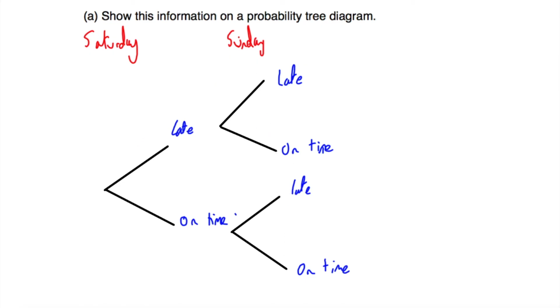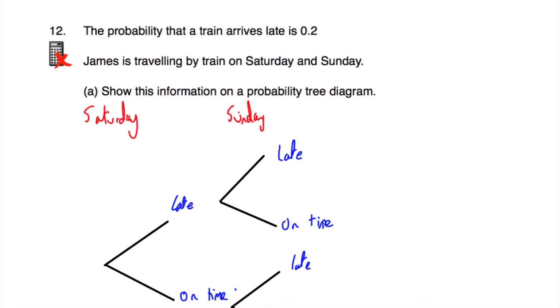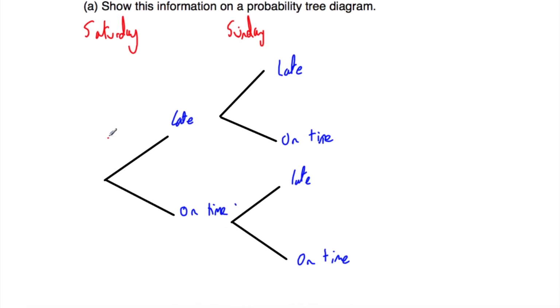Now let's put the probabilities on the diagram. So we're told the probability that it arrives late is 0.2. So late is 0.2, so on time would be 0.8, 0.2, 0.8, 0.2, and 0.8. Okay, so that's part A done.